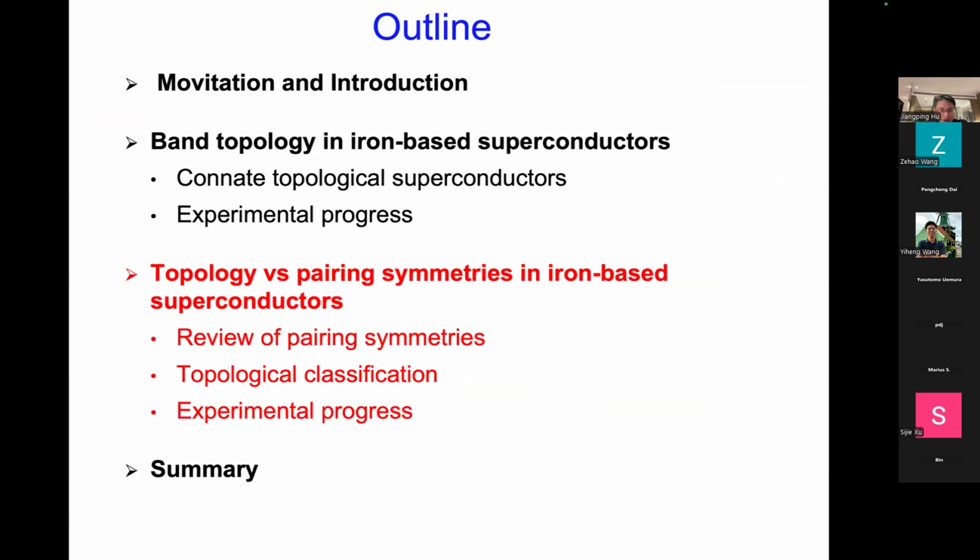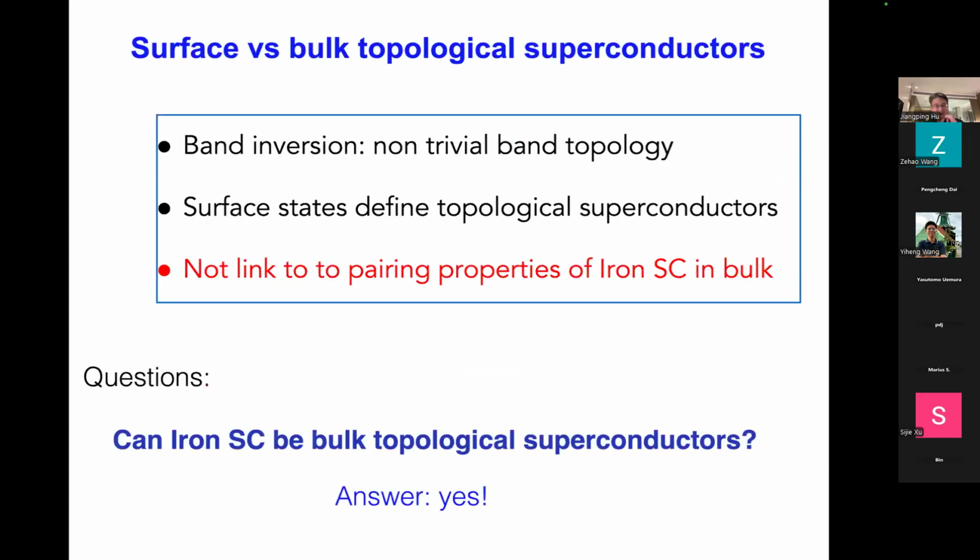But what I try to move on to is to talk about the second part, which is the topological and pairing symmetries, and this is more interesting to the theorists. I think we try to figure out what the pairing symmetries are in these iron-based superconductors. So what I was talking about is that the nontrivial topology came from the band structure. Okay, so the topological superconductivity came from the surface state, came from the surface.